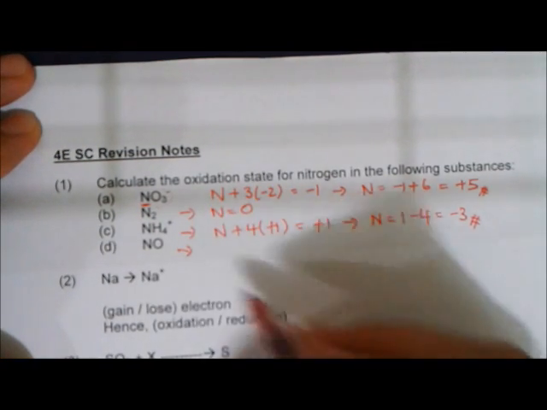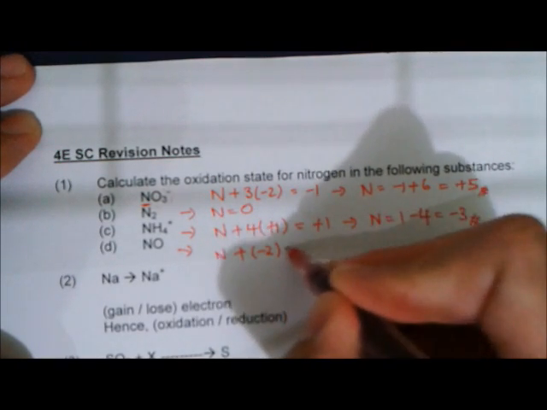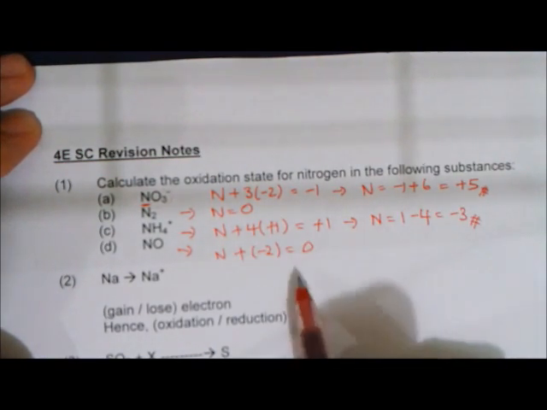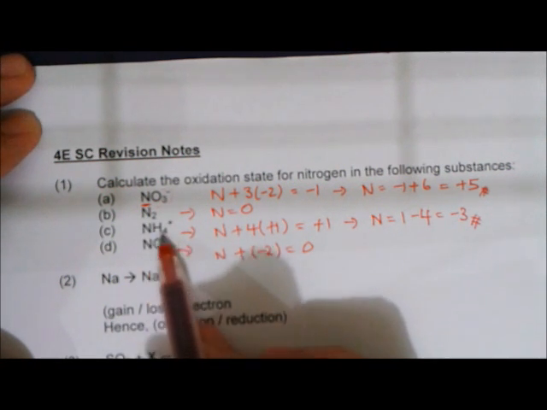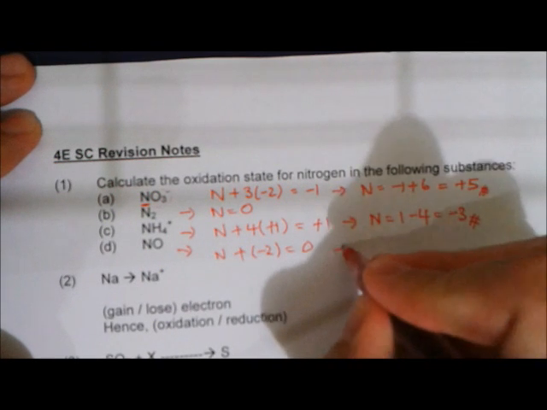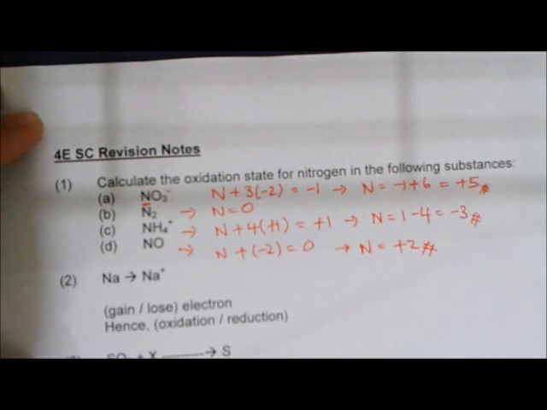How about for NO? N, we don't know, plus oxygen -2 equal to 0. Why is it equal to 0? Because NO, nitrogen monoxide, there is no charge, 0. So solving it, you get N equals to +2. Alright?